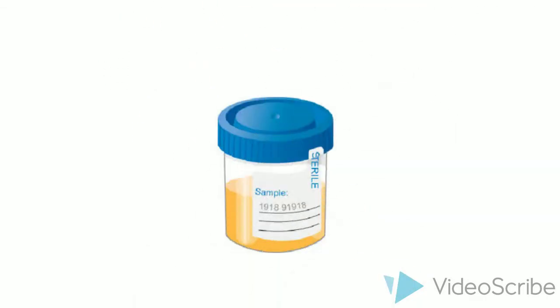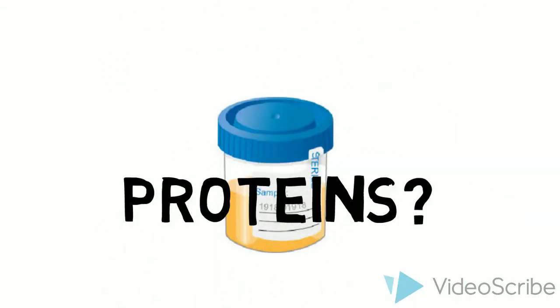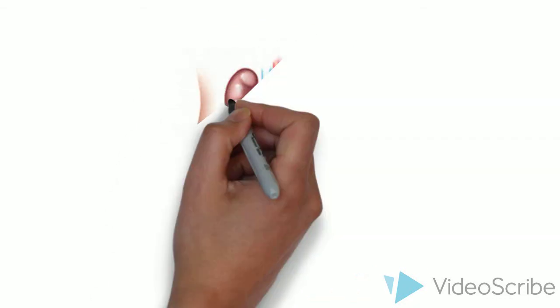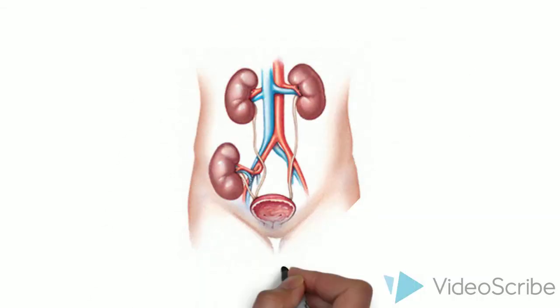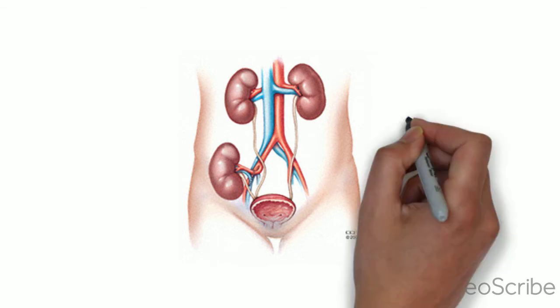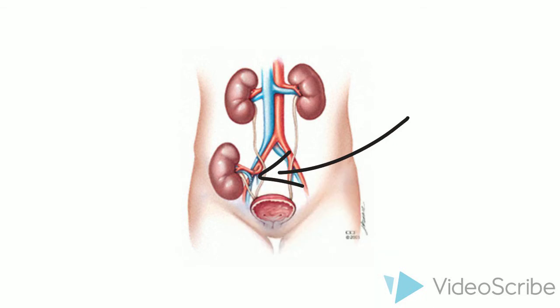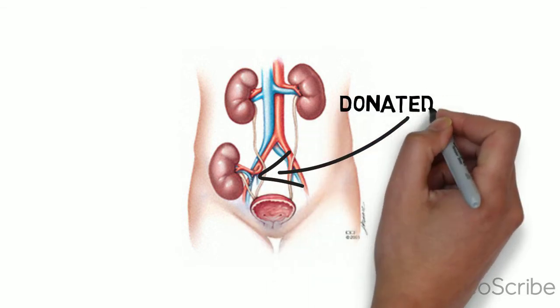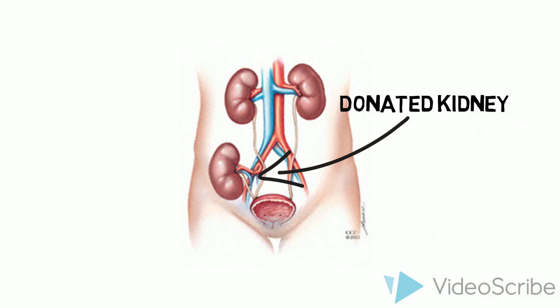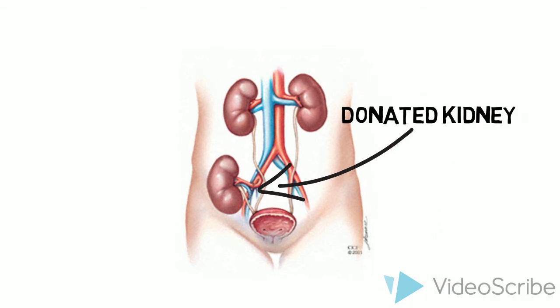To test for Bright's disease, urine is checked for its protein levels. Because Bright's disease is the result of a malfunctioning filter in the kidney, to treat Bright's disease, a patient needs a new kidney that can filter properly. A kidney transplant is done by surgery, where a donated kidney is surgically implanted into a patient.